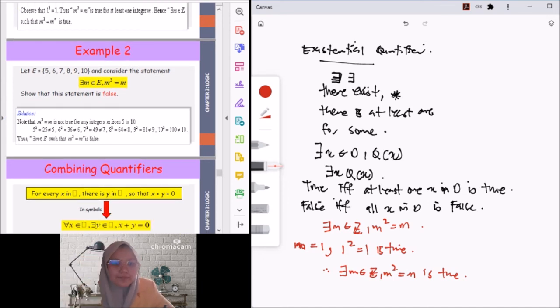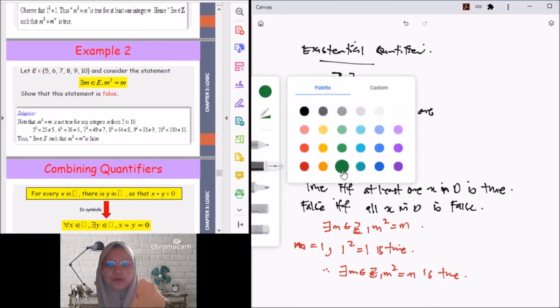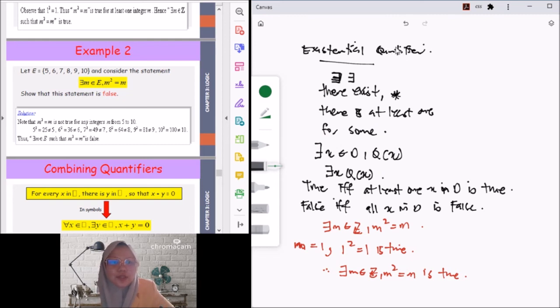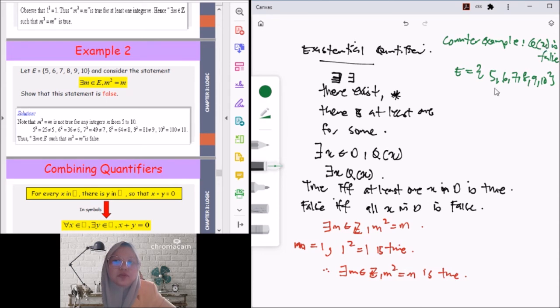Alright. So let's look at how to show the statement is false. To show the statement is false, we use a counterexample to show that the existential statement is false. Let's say we have a domain E equal to 5, 6, 7, 8, 9, 10. We can't use a domain like the integers, because we have proved that there exists an integer that makes this statement true. So to prove the statement is false, we have to set another domain. Then we note the integers in the domain that we use to prove.